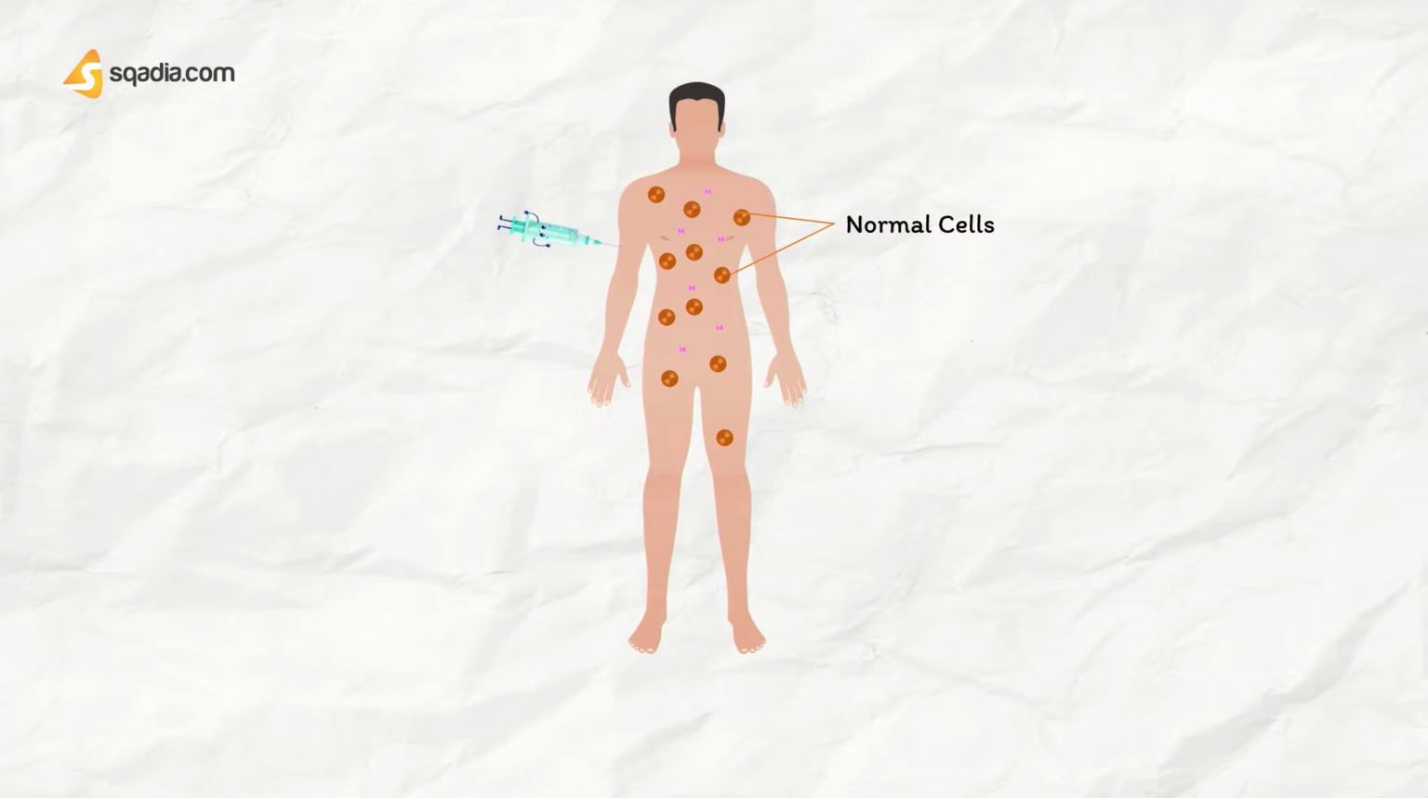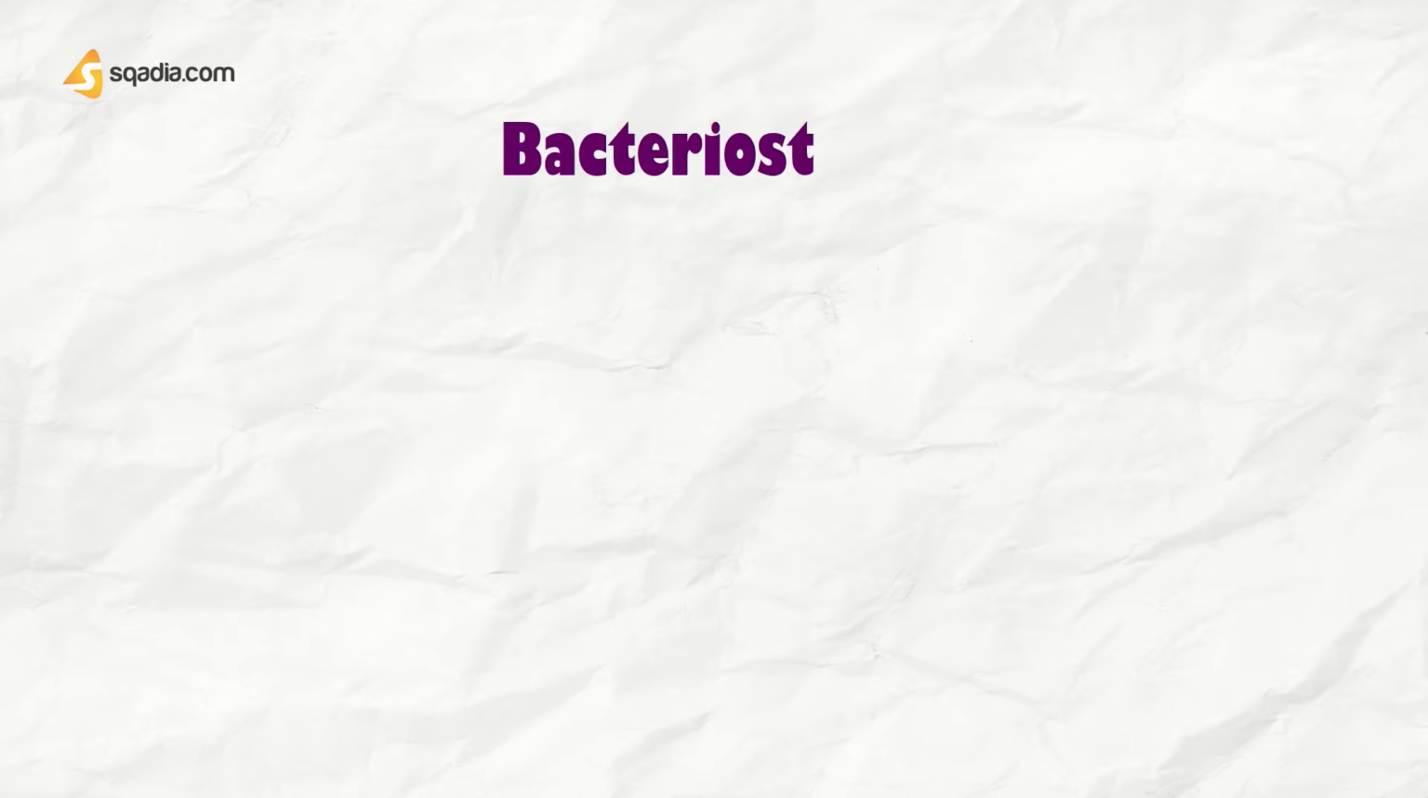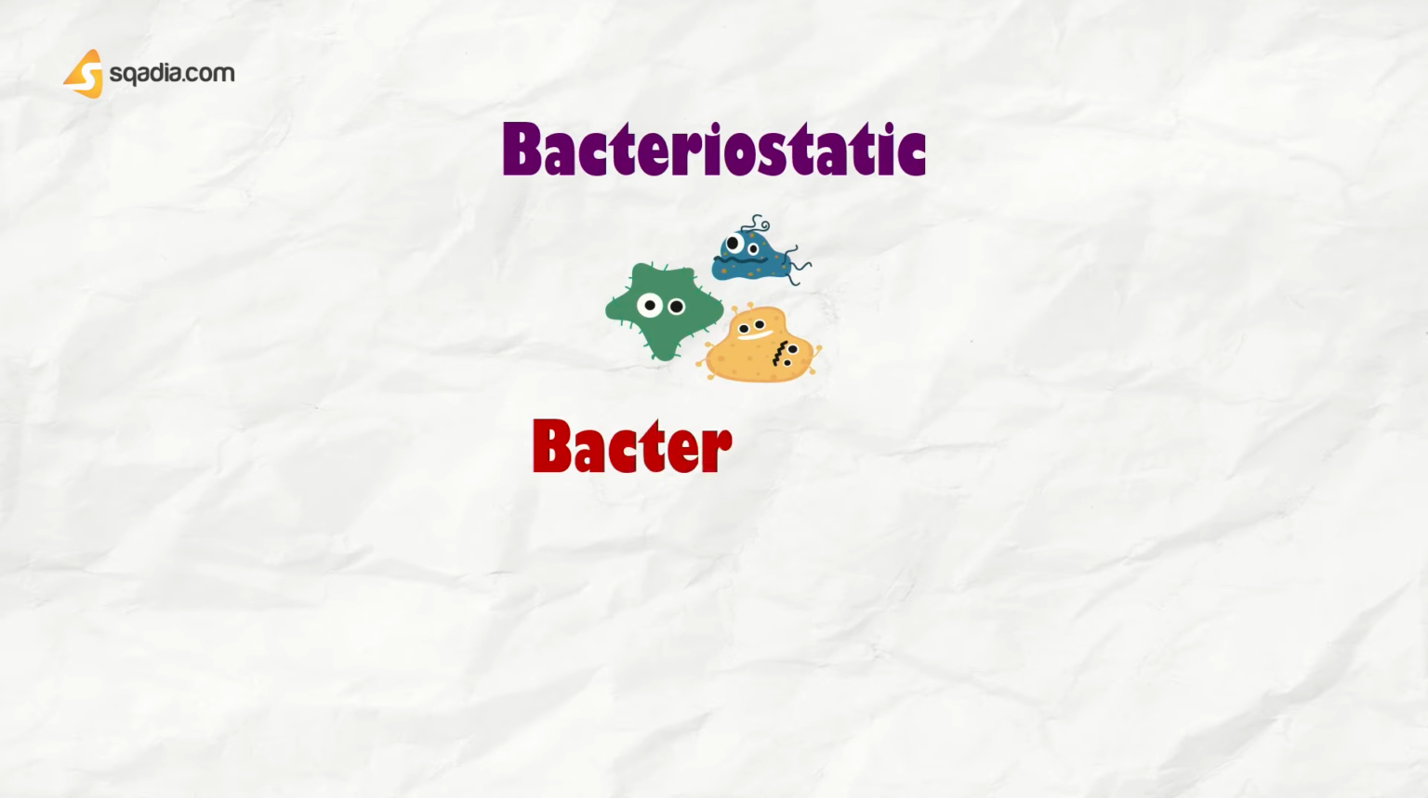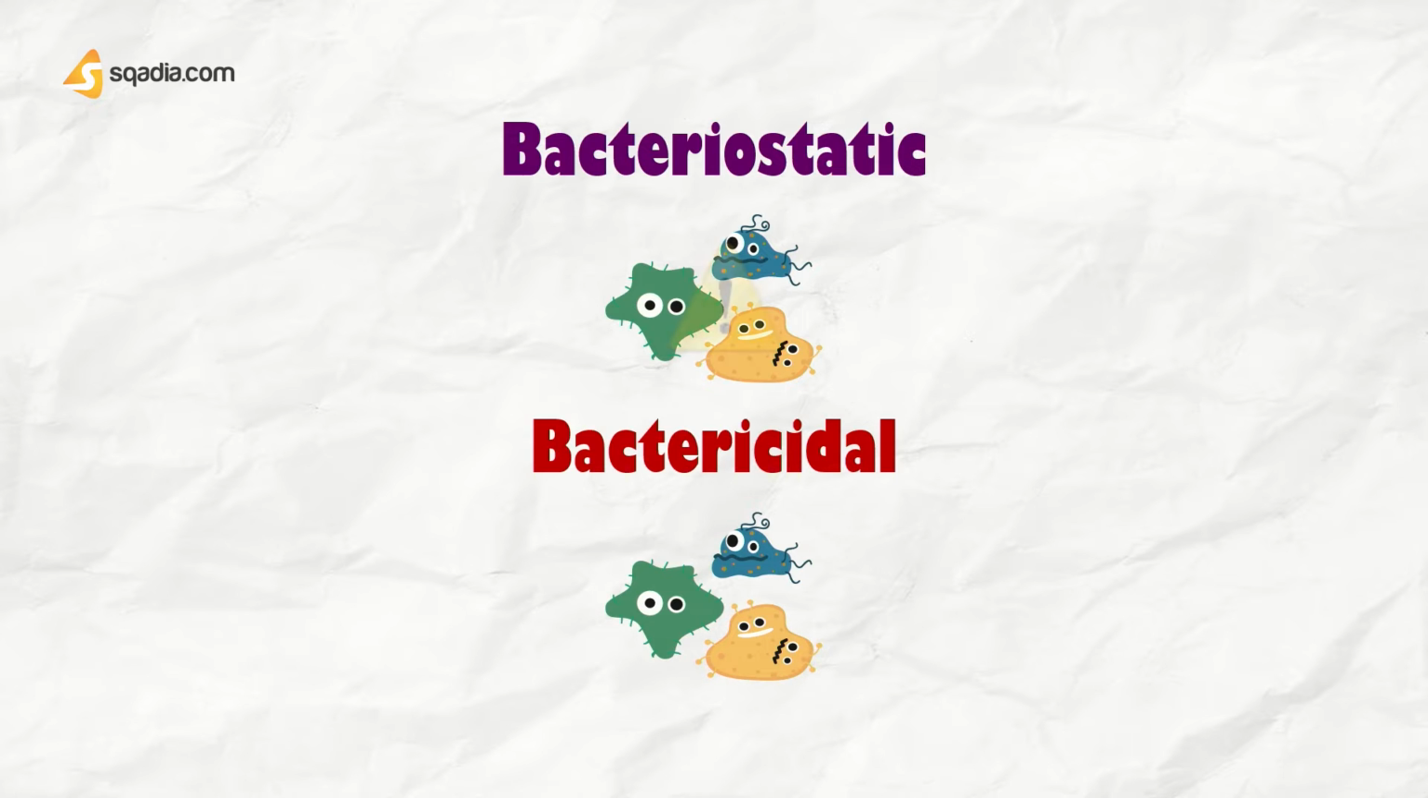In practice, this is expressed by a drug's therapeutic index, the ratio of the toxic dose to the therapeutic dose. Well, there are two types of drugs when talking about the antibacterials. They can be either bacteriostatic or bactericidal. Bacteriostatic agents inhibit bacterial growth, whereas bactericidal agents are going to kill the organism.